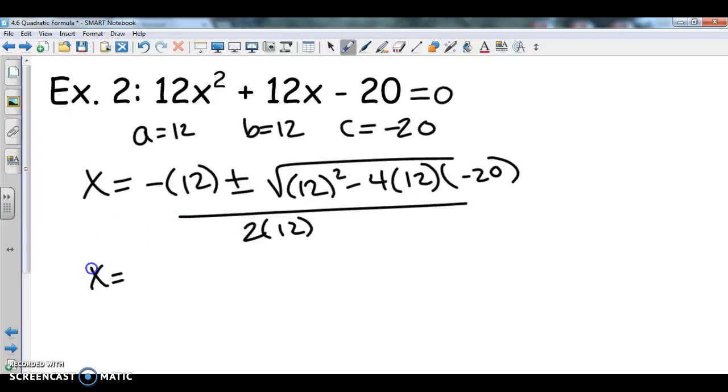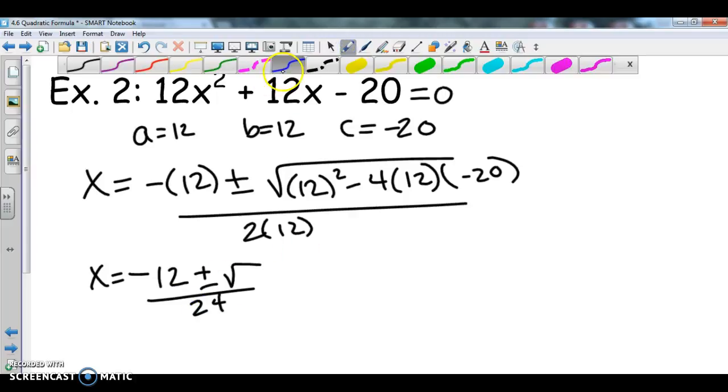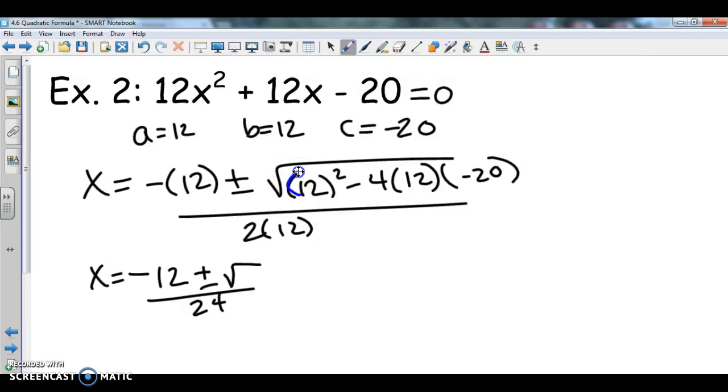Okay, so x equals, clean this up, this would be negative 12 plus or minus the square root of some number, all over 2 times 12, which is 24. So we're going to figure out what goes underneath the square root by typing from here to here in your calculator. Do not type in the square root. Make sure you include the squared. This is a minus sign. This is a negative. So go ahead and type that in.